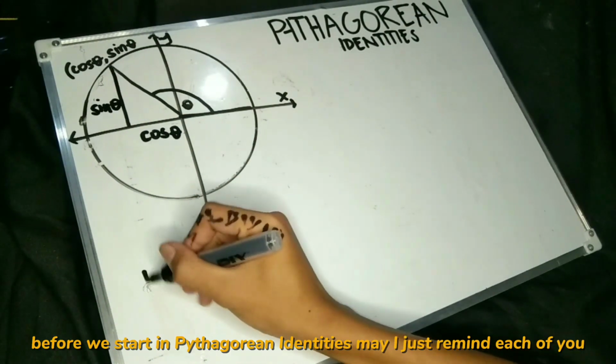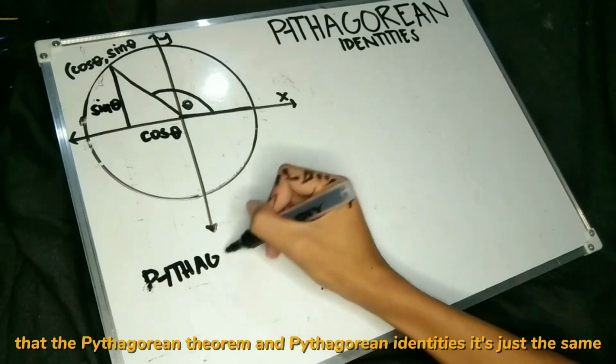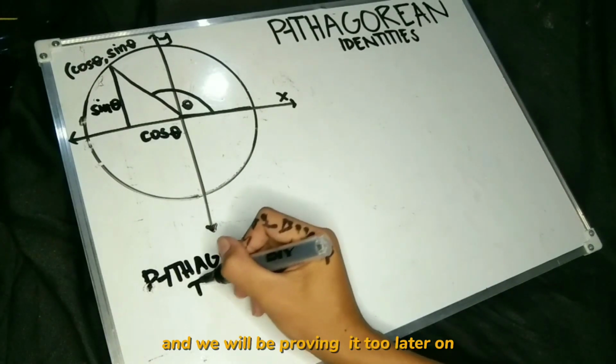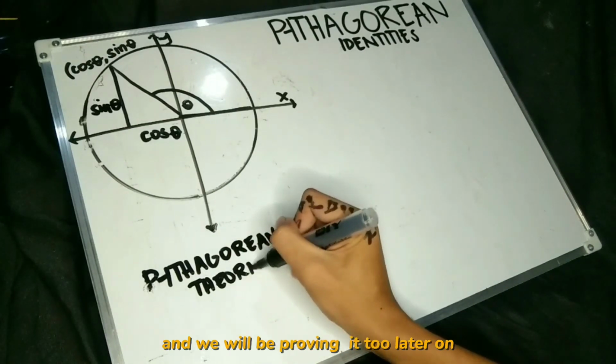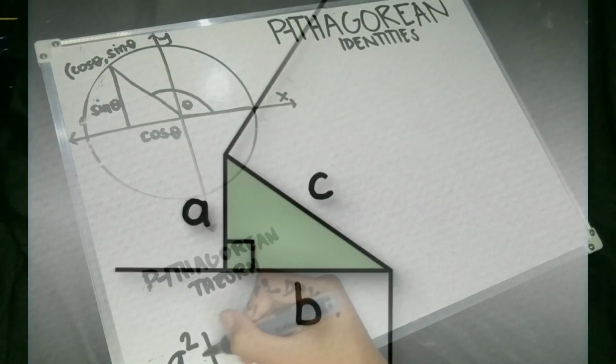Before we start with Pythagorean identities, may I just remind each of you that the Pythagorean theorem and Pythagorean identities are just the same, and we will be proving it later on. But first, we will recall the Pythagorean theorem.